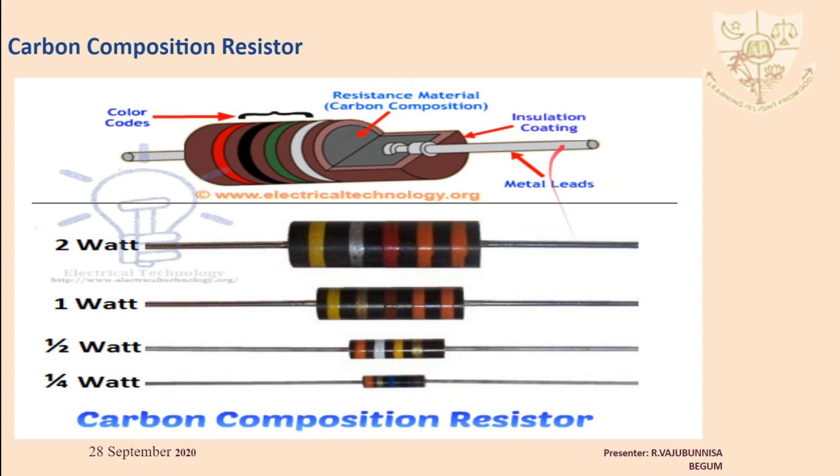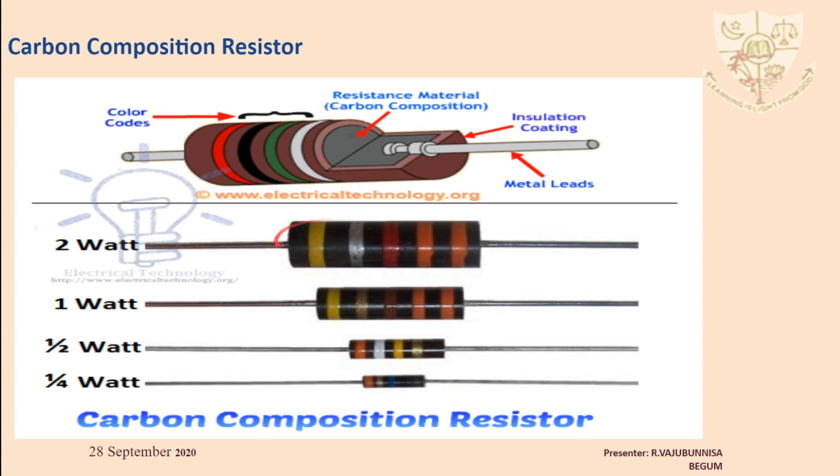There are two types of color coding used in carbon composition resistors: general color coding and precision color coding. The general color coding has 4 color bands. It is used for general purpose resistors that have a tolerance of plus or minus 5% or more. Here the first two color bands represent the numeric part of the resistance value, the third band is the multiplier, and the fourth band is used for tolerance.